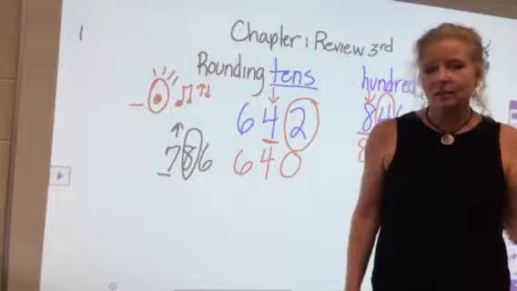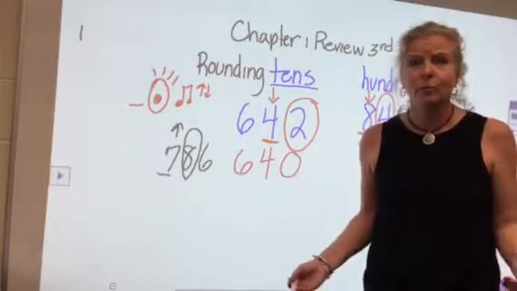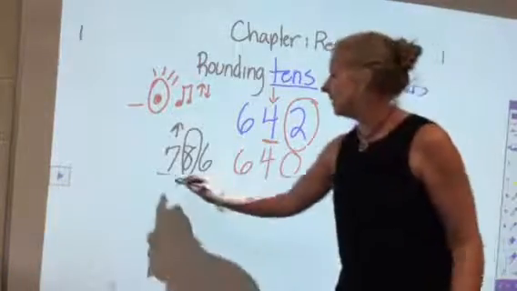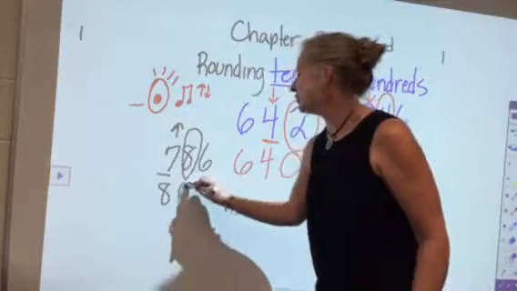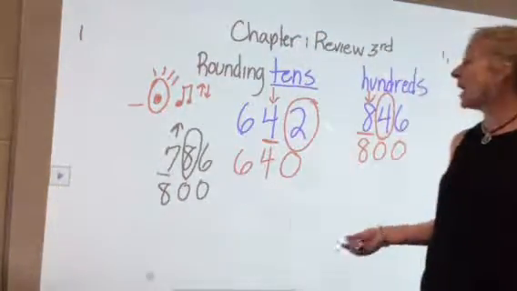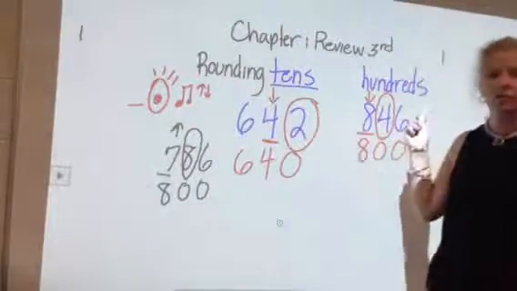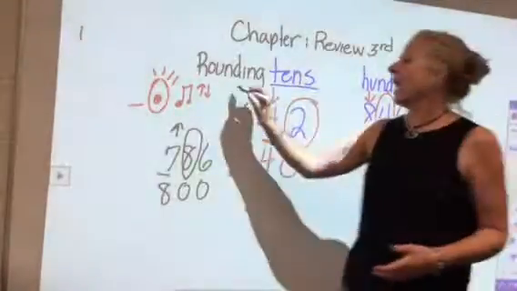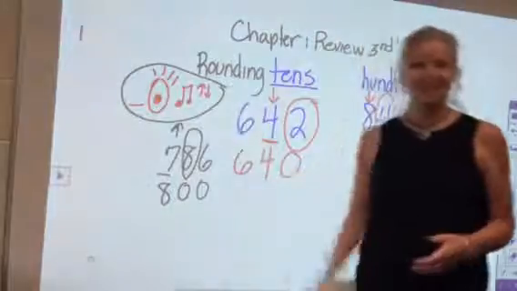What's up from 7? You've known this forever. What goes up from 7? 7, 8. And the rest turns to 0. There we go. I know how to round, whether it's to the tens, to the hundreds, to any place. I follow those steps.